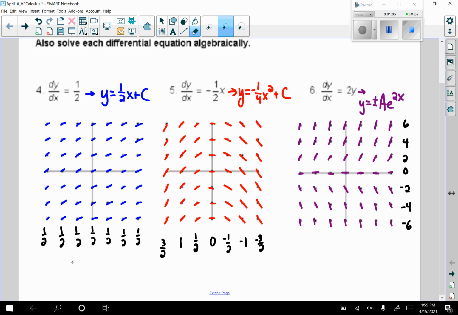So the first two, 4 and 5, had values that involved, well, 5 had a value involved x. 4 we could have done x or y because they're 1/2 everywhere. But 6, notice where I wrote the slopes is because I had to take every y value, so all of the slopes in each row appear to be the same, where in 5 all of the slopes in the columns appear to be the same.